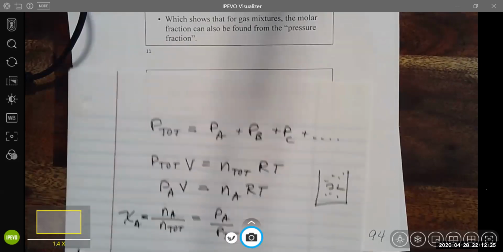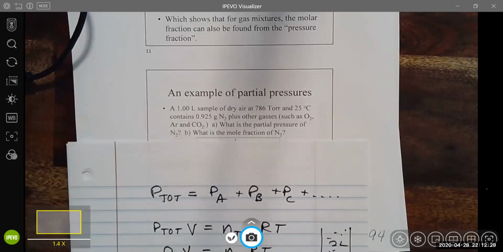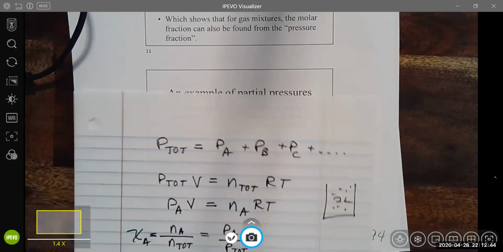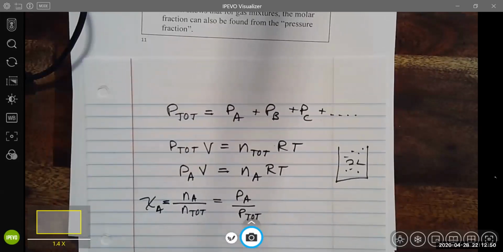So let's go here. Do we have moles total? Well, we don't. Turns out we can find the moles total if we wanted to. Why? Because we have the 1 liter, which is the volume. We have a total pressure and we have a temperature. We could use this equation to find moles total and then use this equation here. But that's a lot of steps.